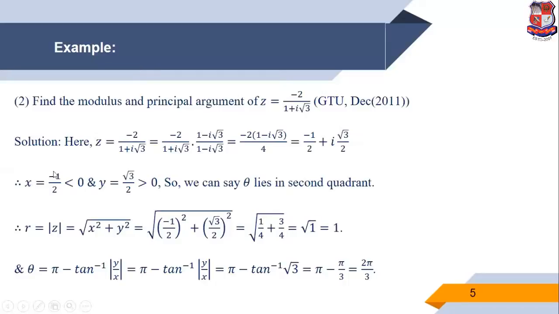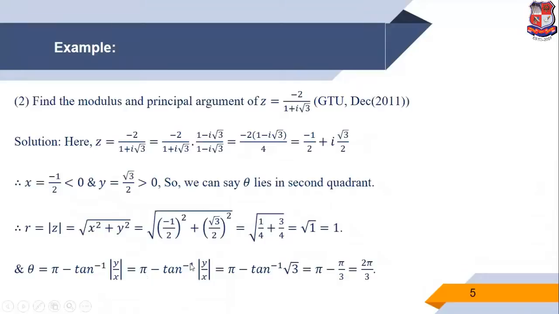So here x is minus 1 by 2, which is less than 0, and y is root 3 by 2, which is greater than 0. So x is less than 0, y is greater than 0. That means the second quadrant. Then the formula for the argument of z, theta is equal to pi minus tan inverse y by x.